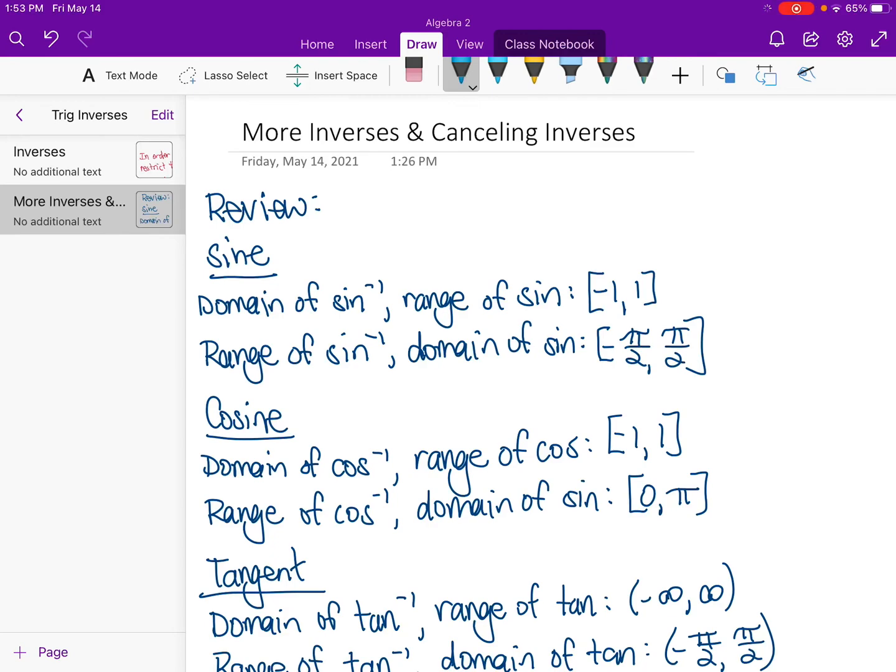Okay, I'm hoping this one is a little bit shorter than last time, because last time was a little bit longer than 15 minutes. So we're going to review a little bit, and then we're going to talk about canceling inverses. As promised, we're going to spend a little more time on what we did last time.